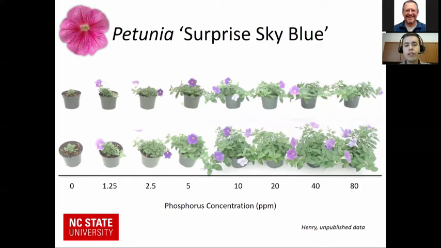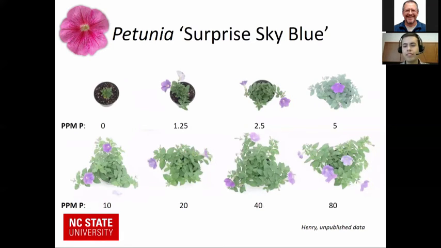Here we did 2 different cultivars of Petunia. This is Surprise Sky Blue. It represented a more trailing variety of Petunia. And you can see we used the same 8 rates of phosphorus. And this time around, the plants that were grown with 5 parts per million phosphorus were significantly smaller than the plants that were grown with 10 parts per million phosphorus. And again, it might be a little bit easier to see when looking at this top view that the plants grown with 10 parts per million are larger than the plants grown with 5 parts per million. But you really don't see any differences after that point.